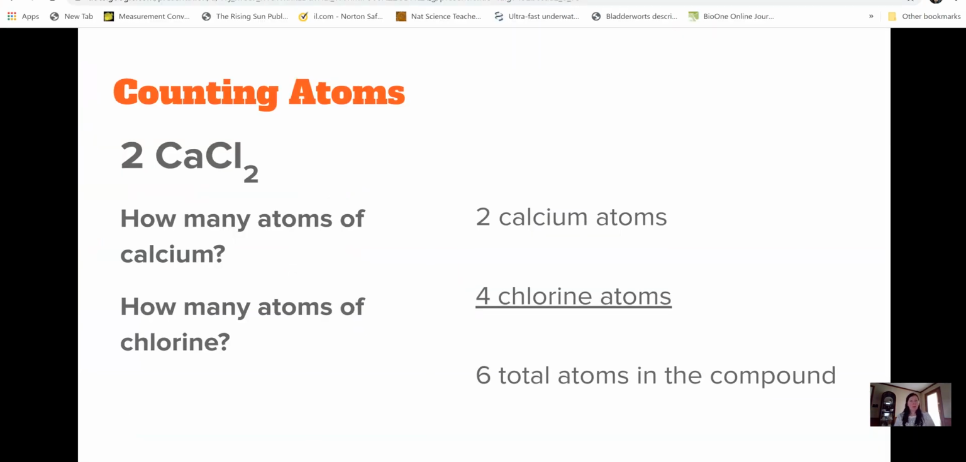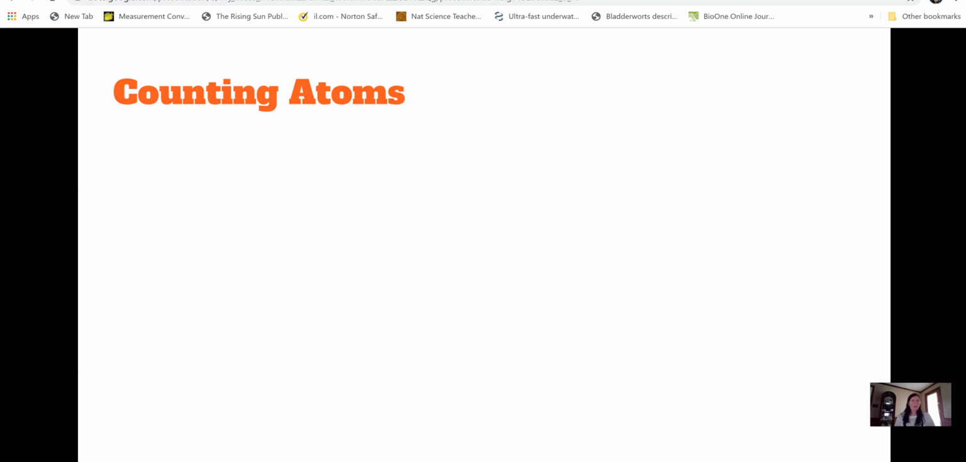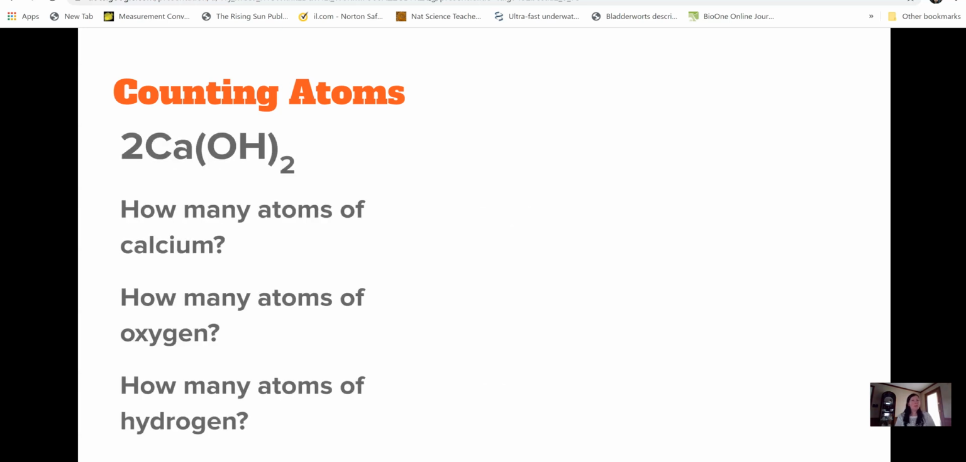Okay, so we put them together. There's only one other way that it can get more complex, and that's through adding parentheses. So this is as hard as it can get. We've got subscript, we've got coefficient, and we've got parentheses. And this, we're going to go through this step by step. The first element that we have in this chemical formula is calcium. So when we look at it, we see that there is no subscript that applies to calcium, but there is a coefficient of 2. So we have 2 atoms of calcium.